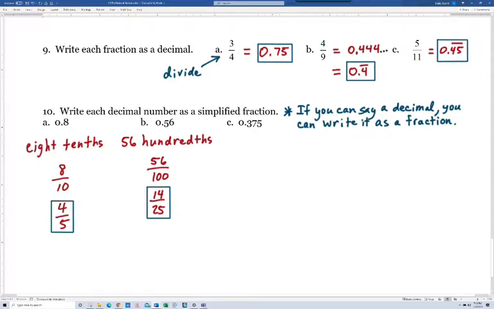Okay, so last one here, this is 0.375, that's 375 thousandths. So that's 375 over 1,000, and that one reduces to 3/8. And that's one where I'd probably just throw it into the calculator. And if you put 375 over 1,000 into your calculator, it should reduce it to 3/8.